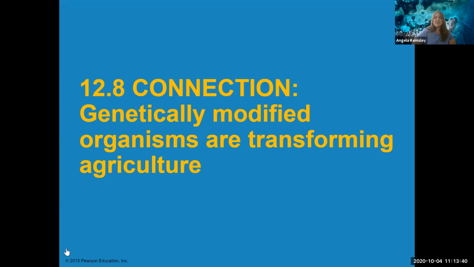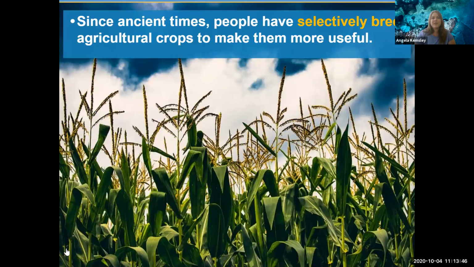So here's the connection. Genetically modified organisms are also transforming agriculture. So let's take a look at our food right now. This isn't a new idea. Since ancient times, for thousands and thousands of years, people have been selectively breeding agricultural crops to make them more useful. One of the most common ones that you can think of is, instead of spraying with pesticides, we are trying to get crops that are just naturally immune to certain pests or just naturally fend off certain pests.